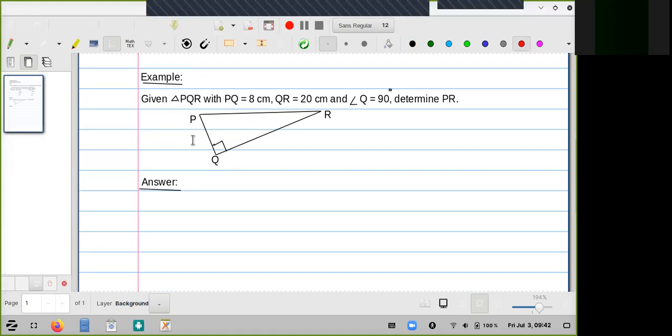Now, in this case, we are informed that side PQ is 8 centimeters. That's PQ. Then we have side QR, which is 20 centimeters. Right? I'm putting the information so that I can see my diagram clearly. And which side am I supposed to be calculating? I'm supposed to be calculating which side? PR, right?